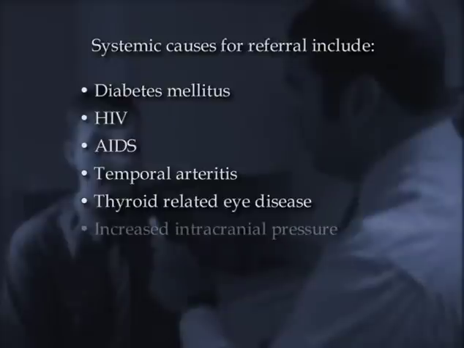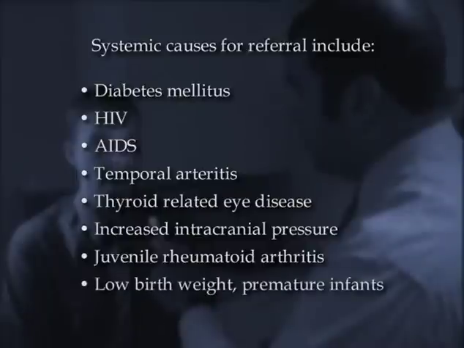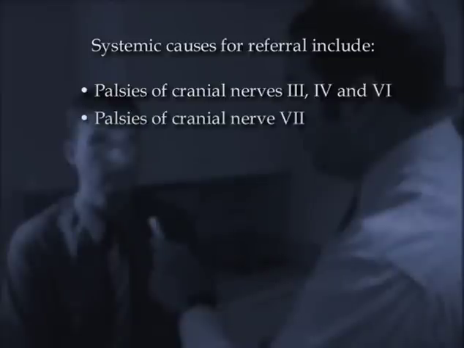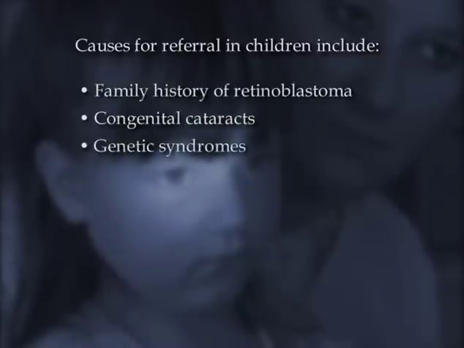Systemic conditions that merit an ophthalmology evaluation include diabetes mellitus, HIV infection and AIDS, temporal arteritis, thyroid eye disease, increased intracranial pressure, juvenile rheumatoid arthritis, and low birth weight premature newborn infants. Other conditions include palsies of cranial nerves 3, 4, and 6, which cause strabismus, palsy of cranial nerve 7 as seen in Bell's palsy, and unilateral ptosis as seen in Horner's syndrome. Ophthalmology evaluation is also recommended for children with a family history of retinoblastoma, congenital cataracts, or genetic syndromes such as Marfan's.